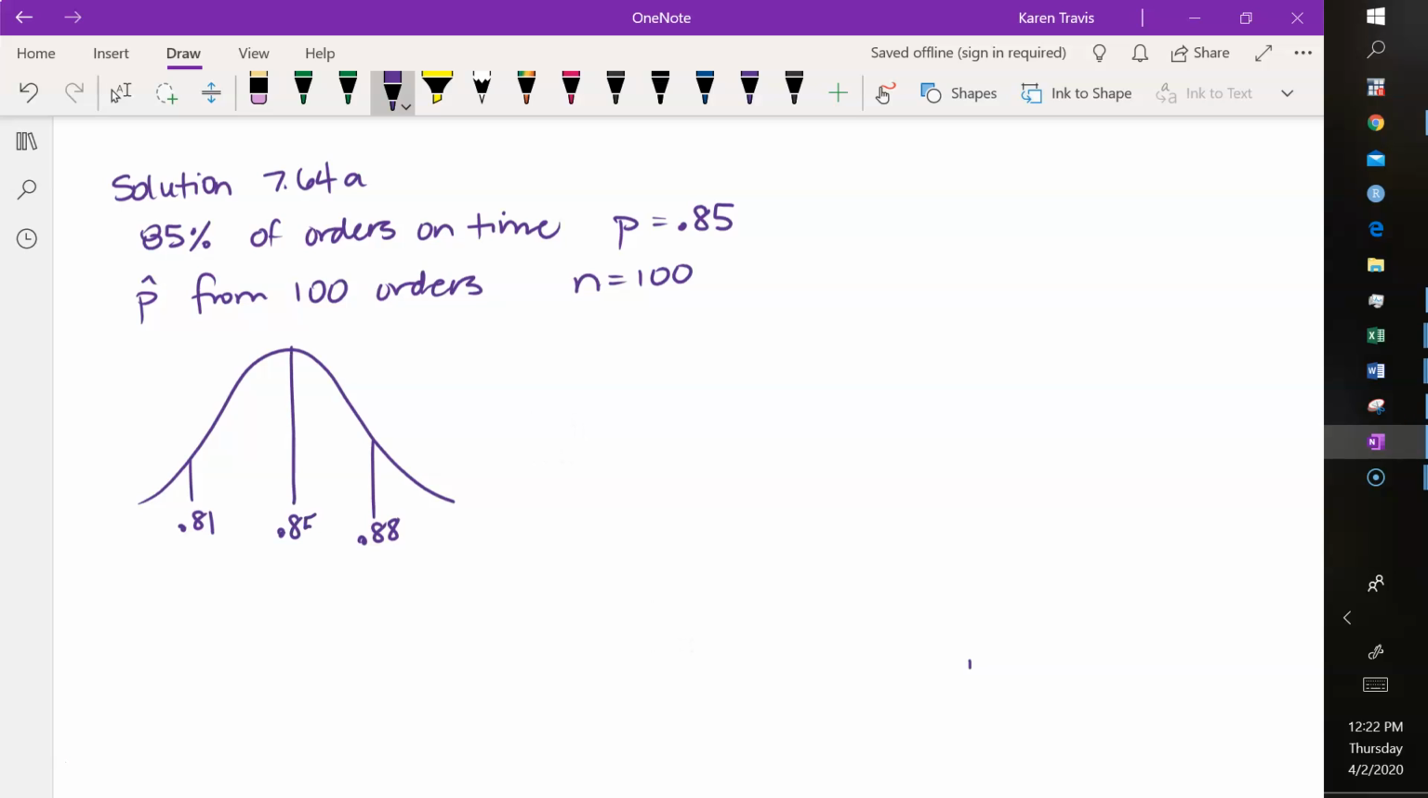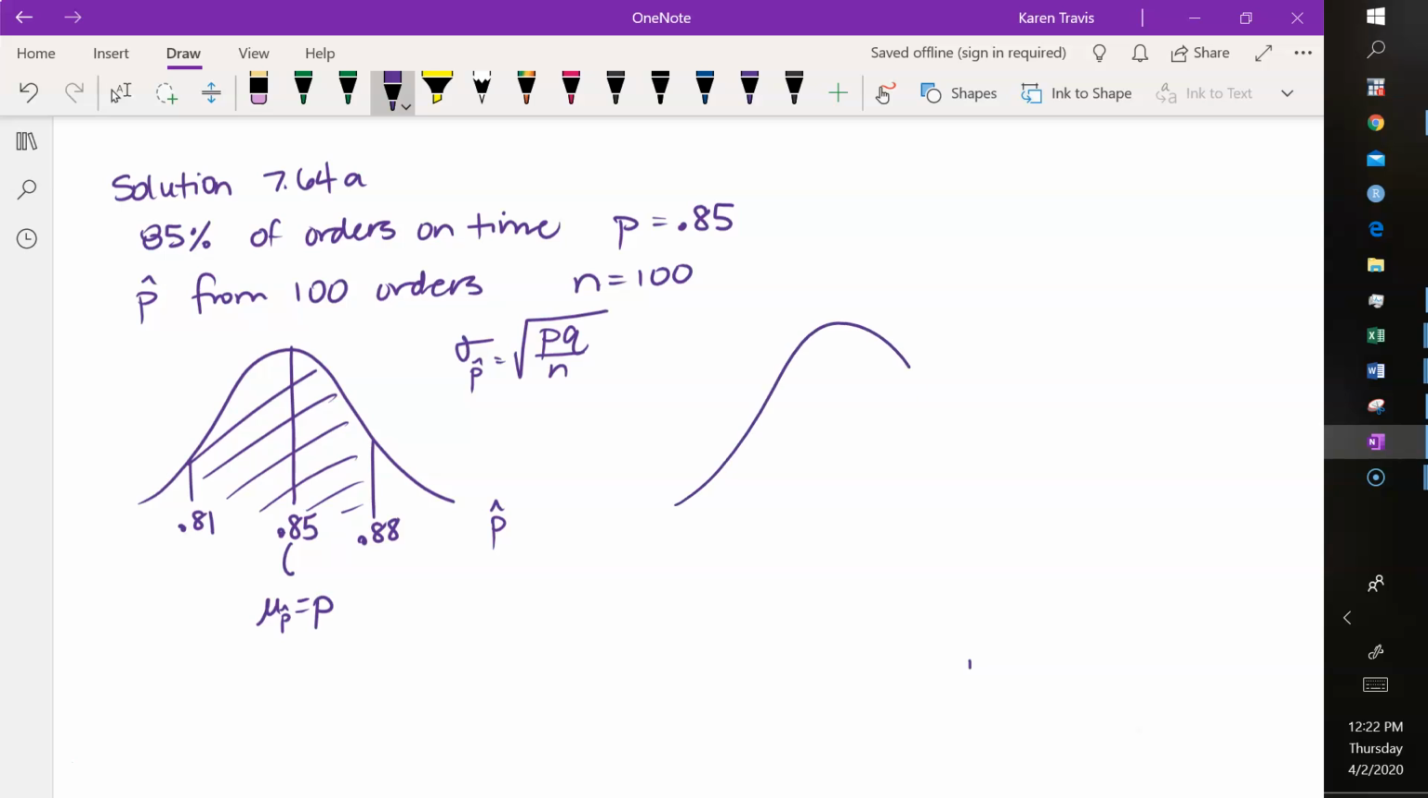And I'm drawing the true mean as 0.85 because we learned already that the mean of this normal distribution of all the outcomes for our sample, the mean or the center, is at the true P. The standard deviation comes from the square root of PQ over N. So we're trying to find what's the chance if I sample 100 orders that the percent that were on time is somewhere between 81% and 88%.